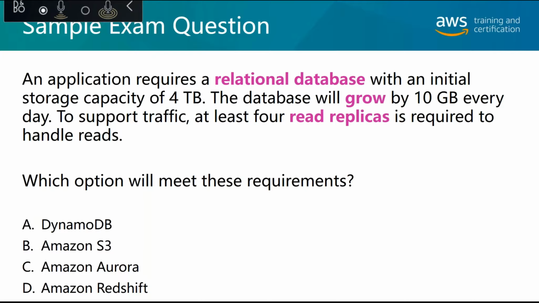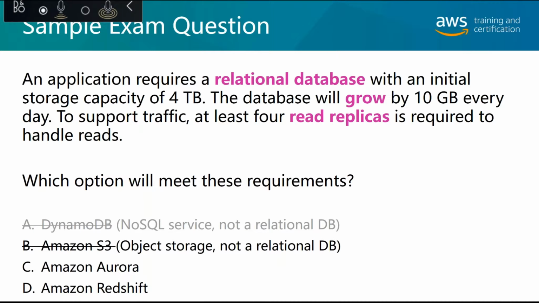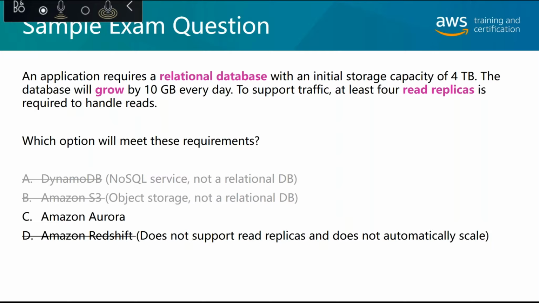Now, the key word here is relational database. So I can already eliminate quite a few, or at least a couple of answers. And it says here the database will grow by 10 gig every day. Initial storage capacity is 4 terabytes. And then you have read replicas. So the best answer... DynamoDB definitely doesn't fit here. It's NoSQL. You have S3, which is object storage, and Redshift.